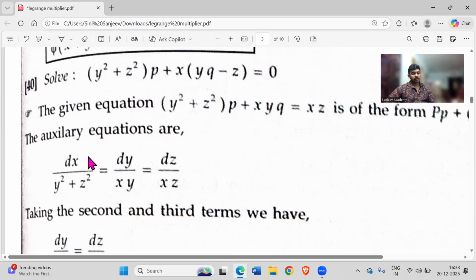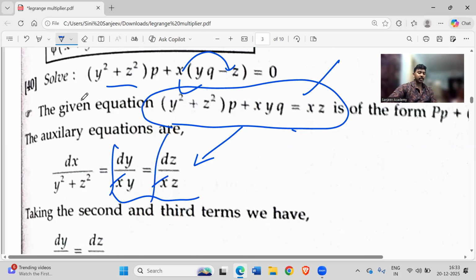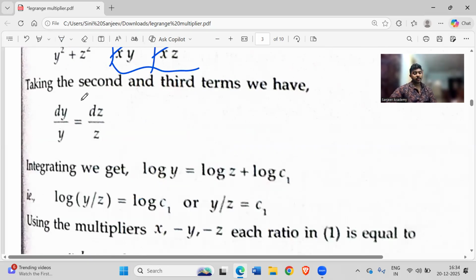Then auxiliary equation. Dx by the first term. Dy by the second term. Correct? This one I'm talking about. Multiply this inside the bracket. And this goes inside the bracket. Then I'll get this. Then dz by third term. Then here I'll take the second and third equation. Then only I can cancel this x and x. Then integrate log y and log z. Correct? I got the first part.